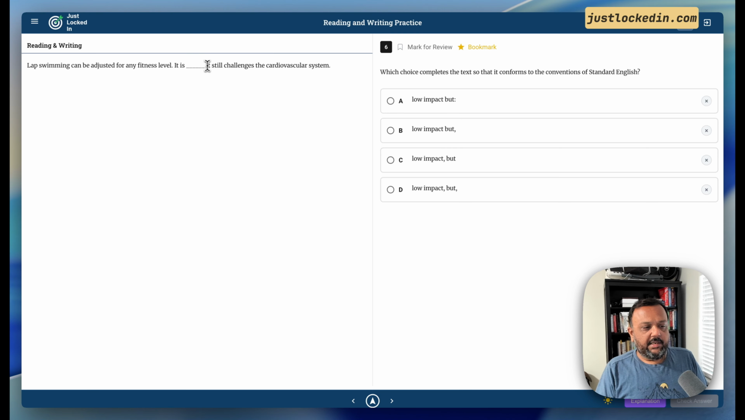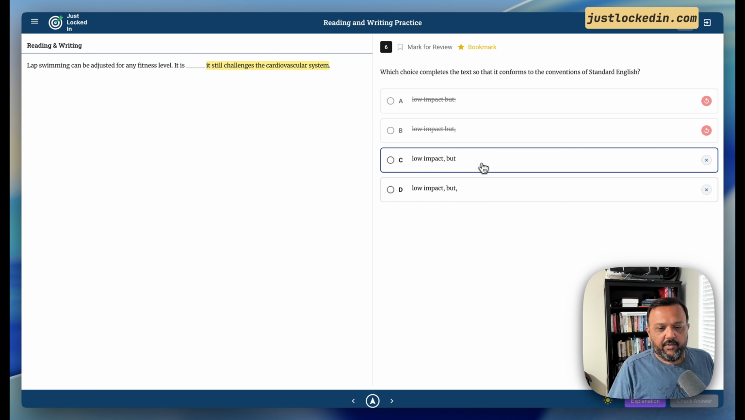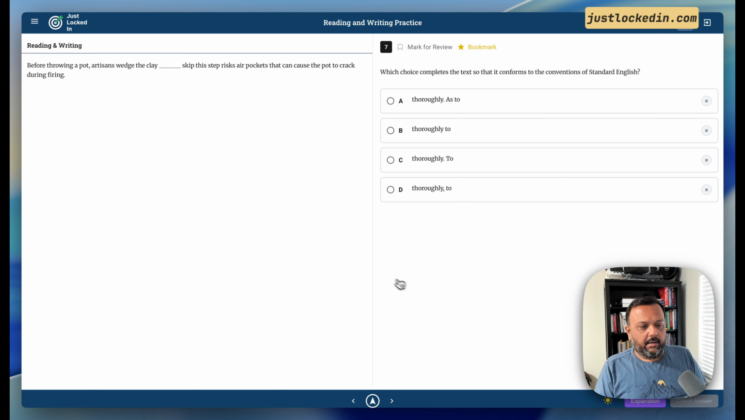Okay, so this is actually contrasting what the first statement says, which is it is low impact. Hey, it is low impact, but it still challenges the cardiovascular system. Okay, so it does indeed have "but." Okay, this is a contrast, but what's the right use of it? Not this one, not this one. This is the right use of the FANBOYS. Okay, and this is also incorrect use of FANBOYS. That's the right answer. All right, next question.